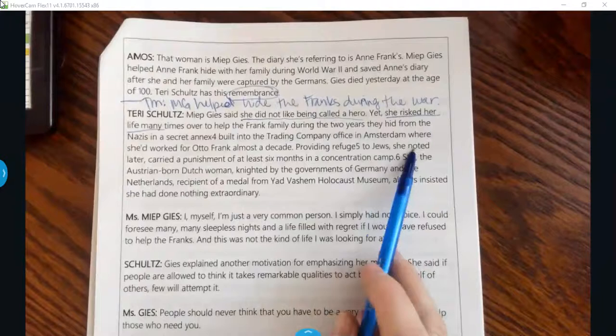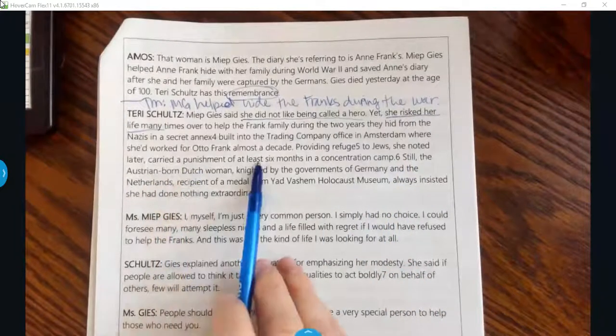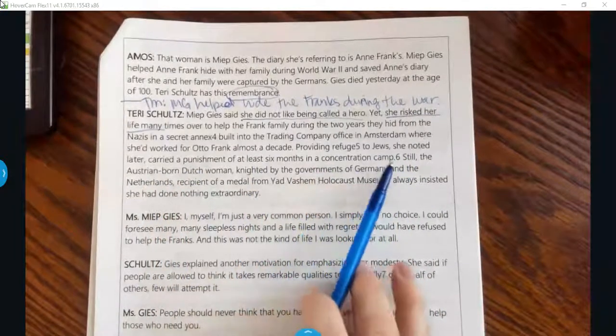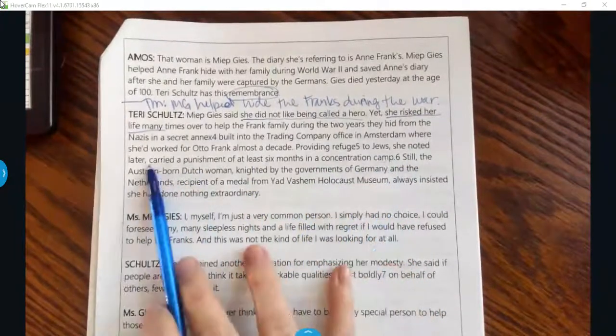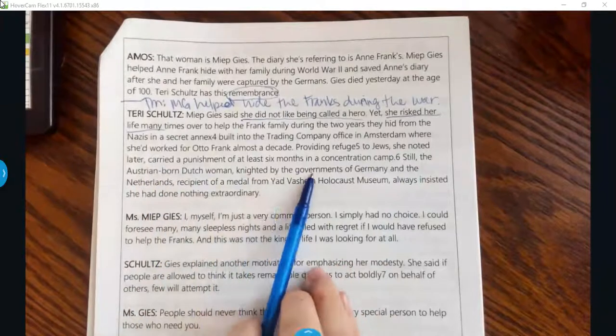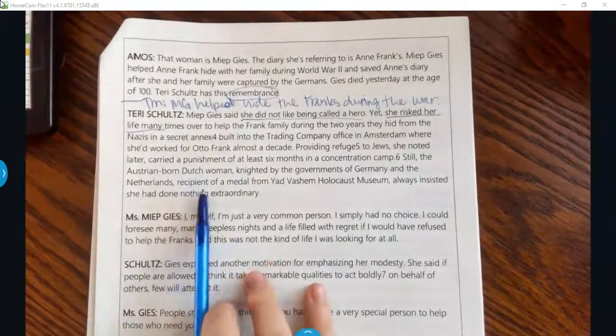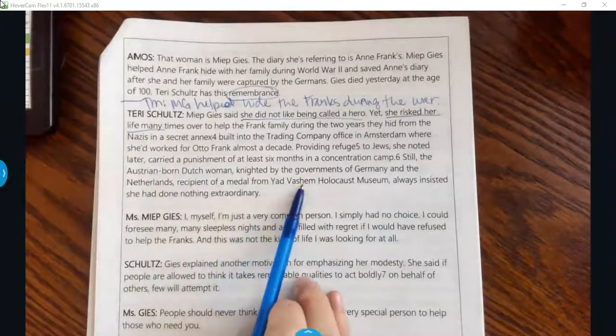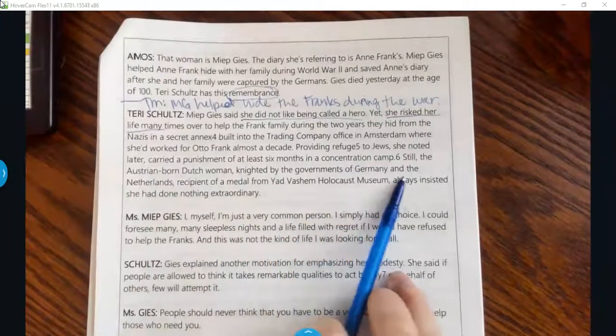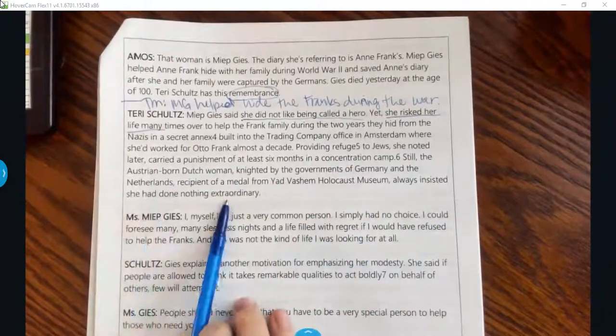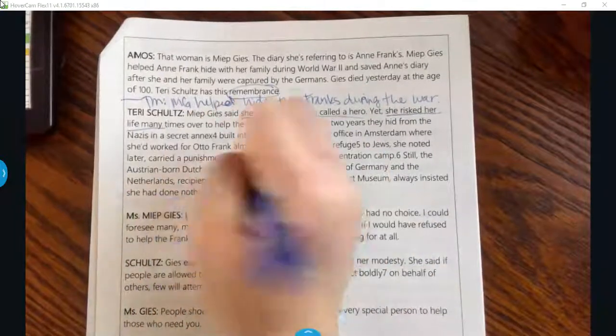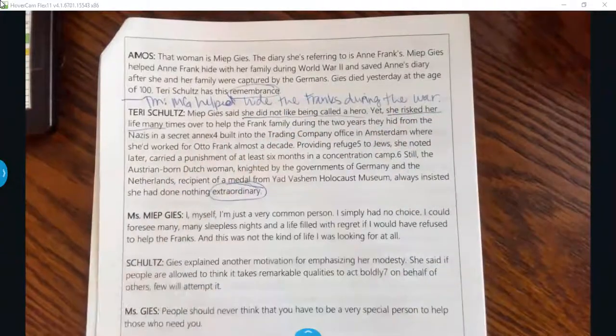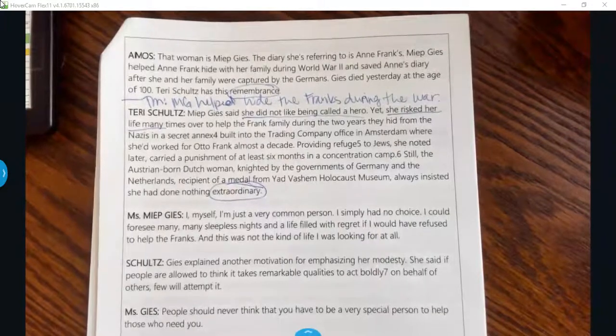Providing refuge to Jews, she noted, later carried a punishment of at least 6 months in a concentration camp. Still, the Austrian-born Dutchwoman, knighted by the governments of Germany and the Netherlands, recipient of the Medal of the Yad Vashem Holocaust Museum, always insisted that she had done nothing extraordinary. This word extraordinary just means amazing or out of the ordinary. So she is saying that her bravery was not an extraordinary thing.